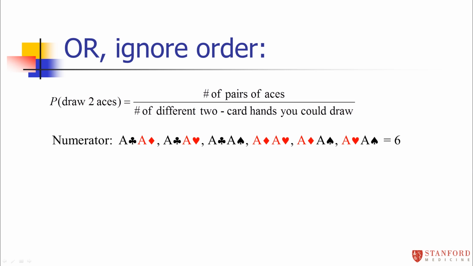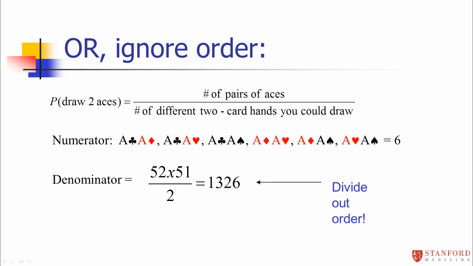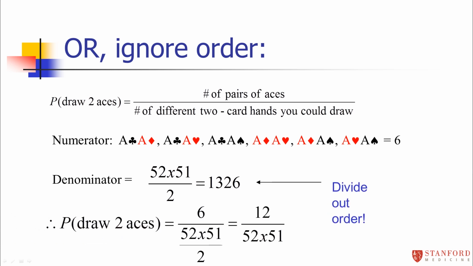For the denominator, the only way to get rid of the order is simply to divide out the order. So I'm literally going to just divide by 2 here, because there were 52 times 51 different 2-card sequences. If you want to divide out all the repeats, you just have to divide by 2. So then the denominator becomes 1326. So we can divide the numerator by the denominator to get the probability. Of course, it's the same probability that we got when we considered order. We are hoping to get the same probability no matter how we approach the problem.